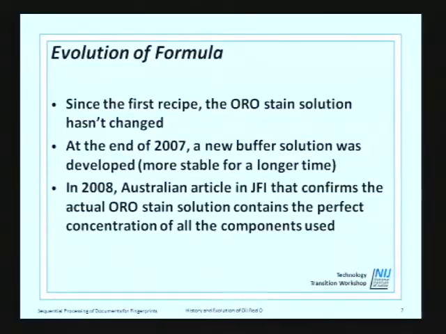So since the first recipe, the Oil Red O stain solution itself hasn't changed. What I've changed is the buffer solution. I managed to make a buffer solution which is more stable than the one we used at the beginning. Finally, in 2008, the Australians wrote an article in the JFI that confirmed that the actual Oil Red O stain solution contained the perfect concentration of all the components that has been used in it. So that's pretty cool, because that's kind of an outside verification, and from another country.